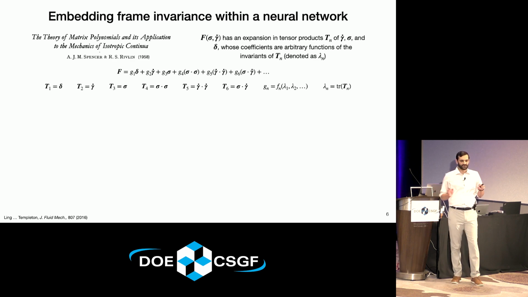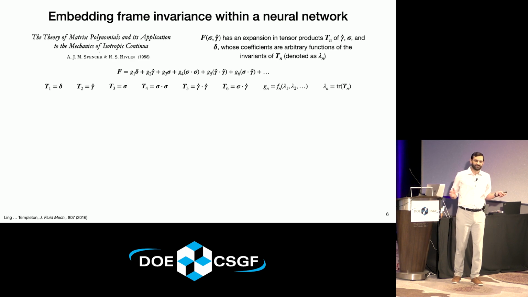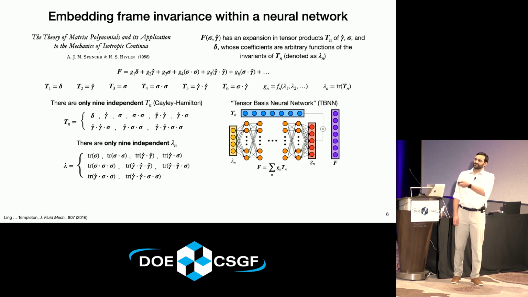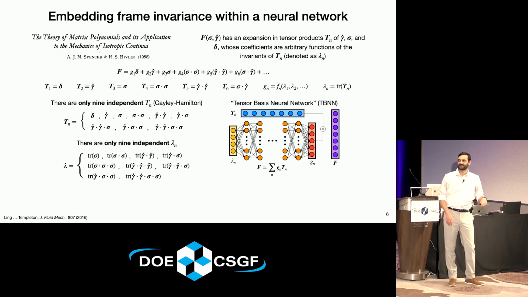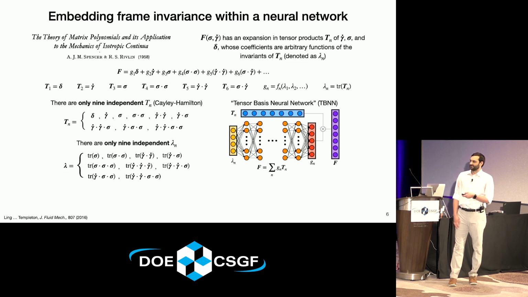Okay, so you might think this entire expansion might be infinite. It might not actually help us simplify the problem. But there are these nice closure relationships that come from the Cayley-Hamilton theorem, which actually close the set of tensor products and invariants to a really, really small number. And we can use this to build out this thing called a tensor basis neural network, which basically defines a fully connected neural network to get the coefficients of this expansion, then pairs them with tensors or tensor products.